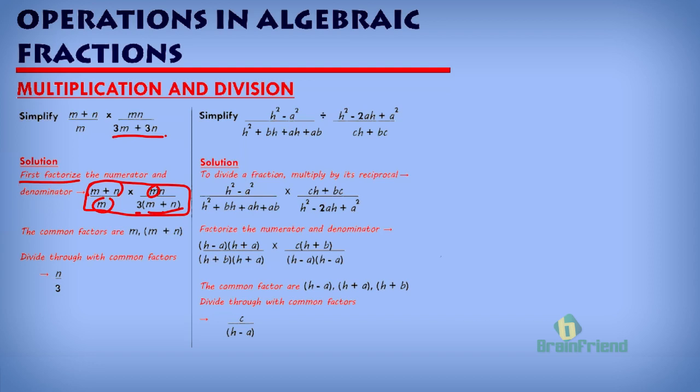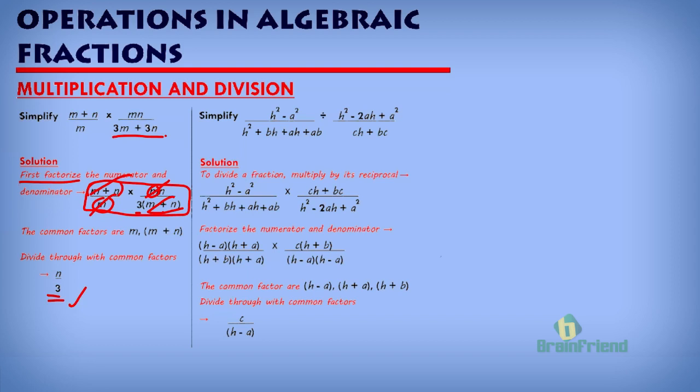We'll go ahead to do that. M plus n from the numerator cancels out m plus n in our denominator. That's 1. M in our denominator also cancels out the m in our numerator. So what do we have left? We have n, and we have 3. So when we have divided through, what we have left is n over 3. So we've been able to simplify that to give us n over 3.